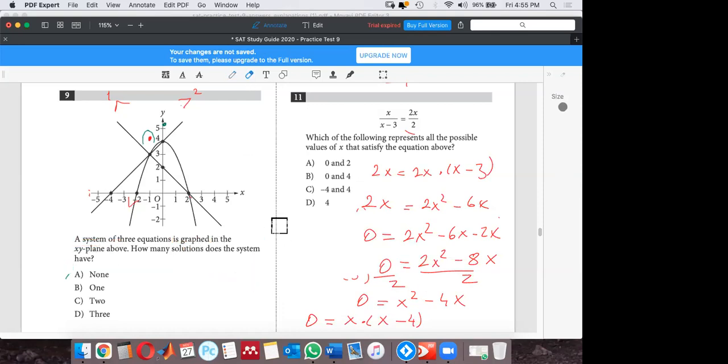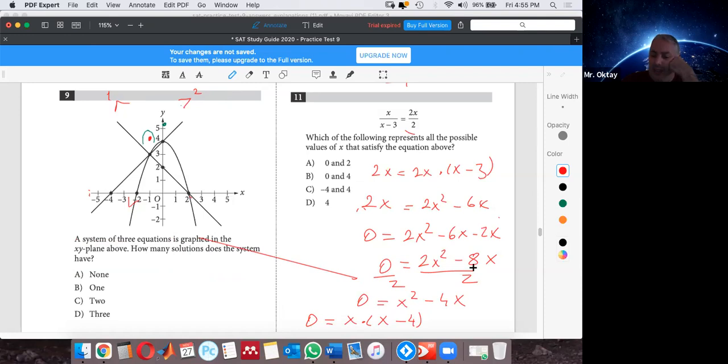Sir, could we have directly divided by 8 in the first one? How can we divide by 8? If you divide by 8, there will be a fraction.